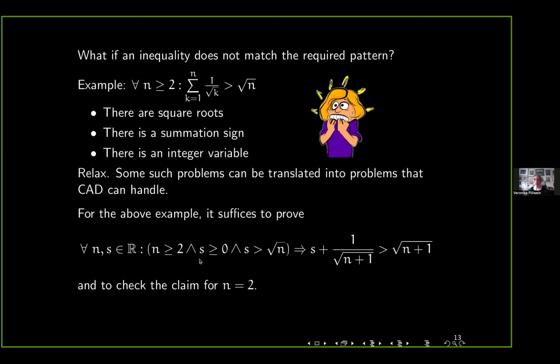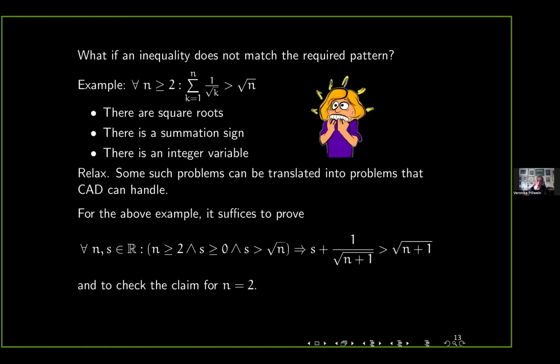not integer now, assuming that this sum is positive and it is greater than the square root of n, so I'm doing a proof by induction, then show that the next, so S_{n+1}, so this S plus the next element, satisfies the next inequality. So it's a proof by induction, where all the variables are considered as real variables. So it's a more general formula, but if it is true, then I have proven the formula in the example, okay? So I think we agree there.